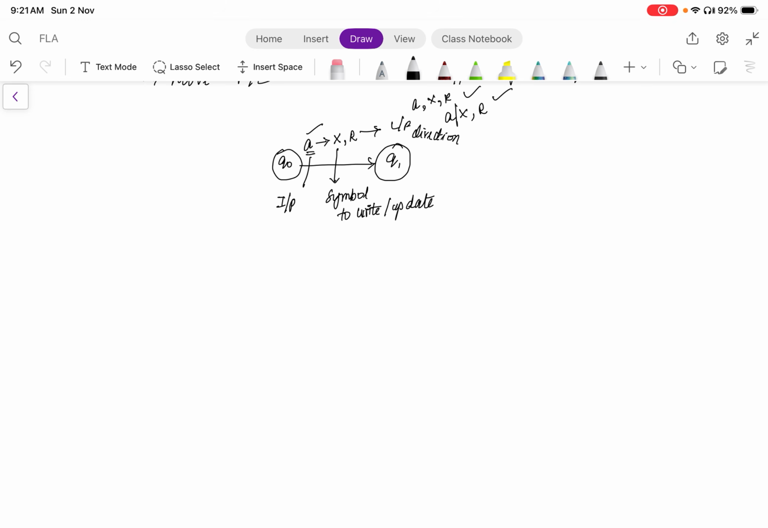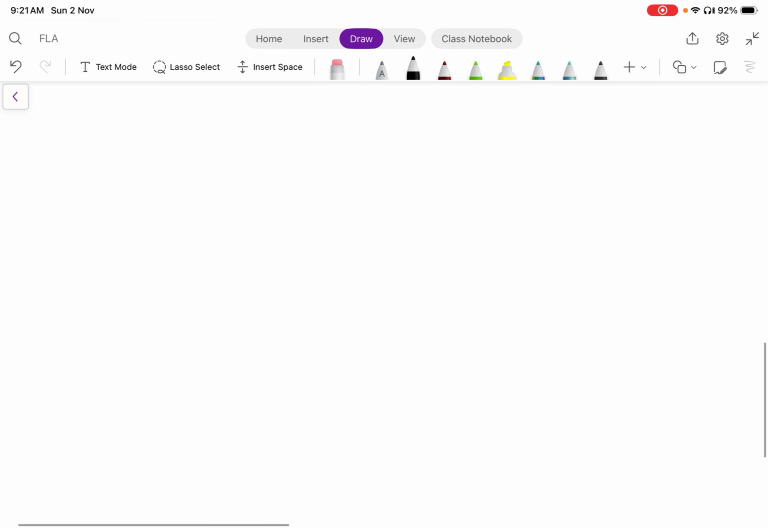If you don't want to update anything, you don't want to replace A with anything, then you write A, A, meaning A replaced with A, and move right or left. So this is how the transition looks in a Turing machine. Then we'll see the formal definition.